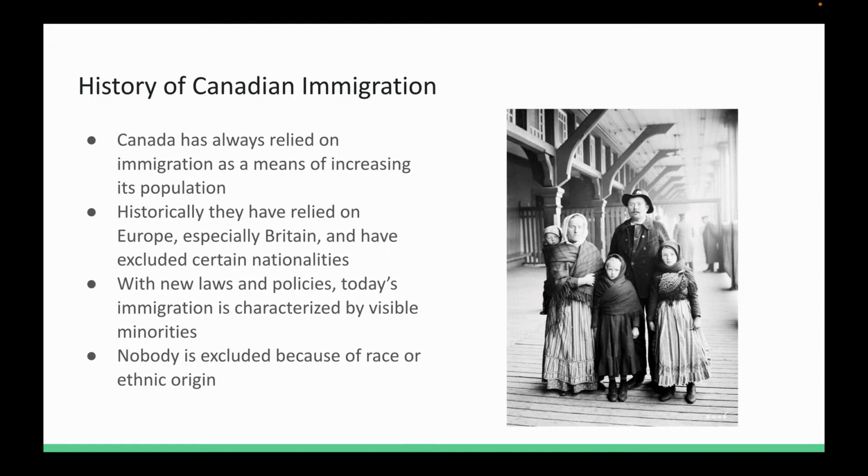I should say, today our immigration is actually characterized by visible minorities. If you go down the street, if you are going onto the train, if you're going to the grocery store, we see a very diverse group of people who call Canada home. That's because nobody is excluded based on their race or their ethnic origin. If you remember back from when we were talking about the Charter of Rights and Freedoms, you know why nobody is excluded because of their race or ethnic origin. It goes against their individual rights.